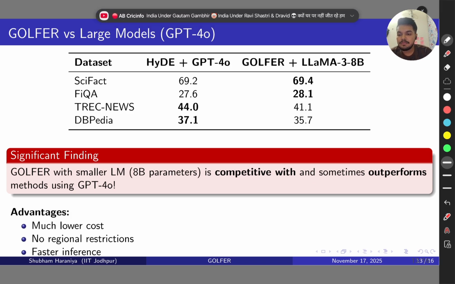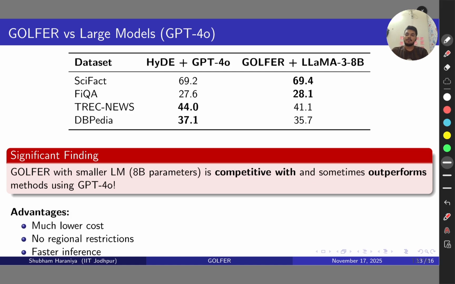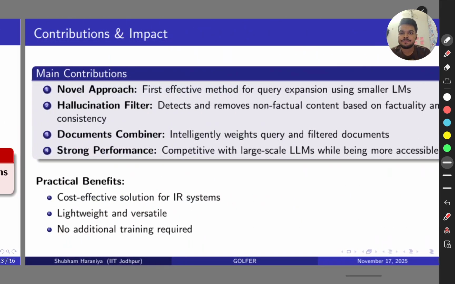The advantage is a much lower cost, no regional restriction, and faster inference.